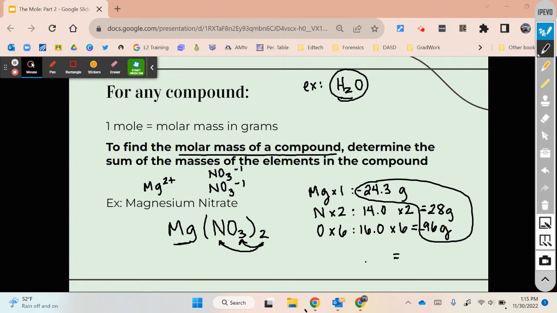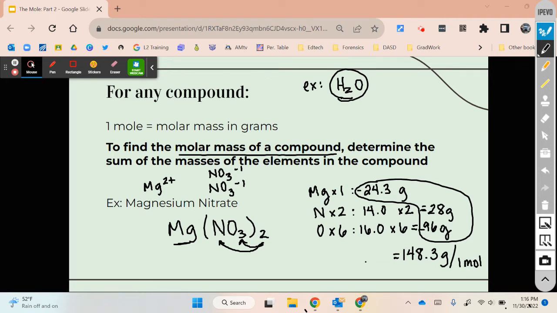So if I take this number, and this number, so I'm adding up these values here, what I see is the molecular weight of magnesium nitrate, that molar mass. How heavy is a mole of magnesium nitrate? 148.3 grams for every 1 mole.